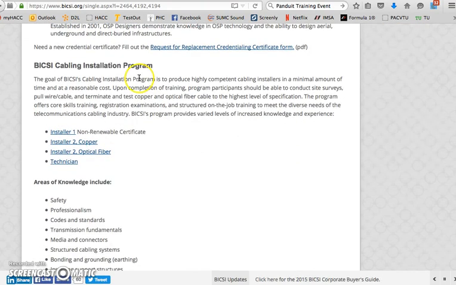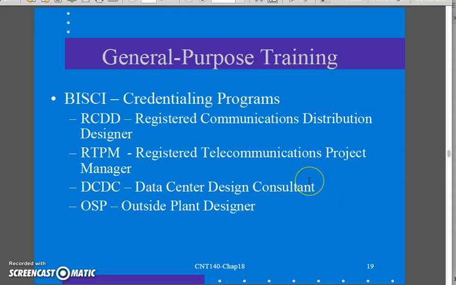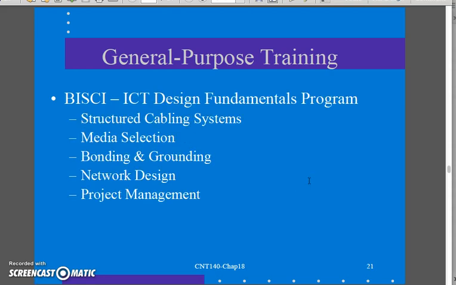They also have an installation program: installer 1, installer 2 copper, installer 2 fiber, technician. Again, they have different credentialing programs for different areas of cabling design. That's what I kind of highlighted here too.